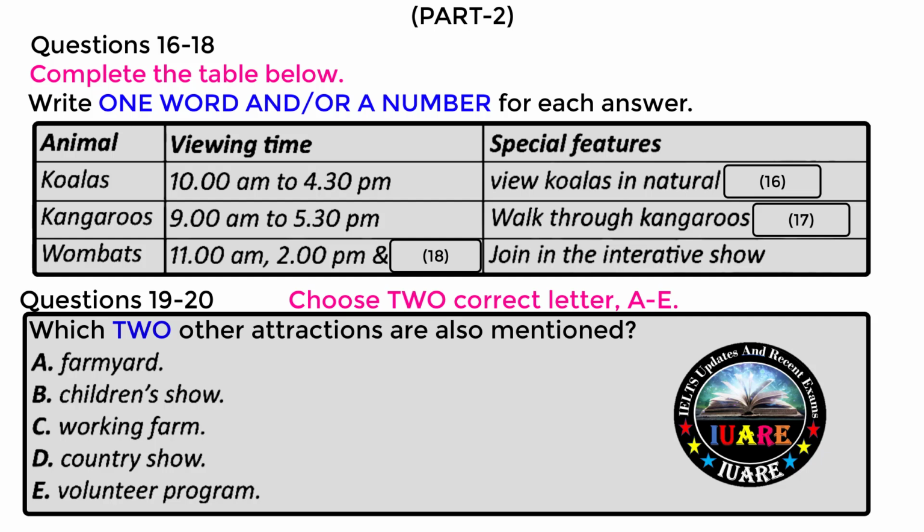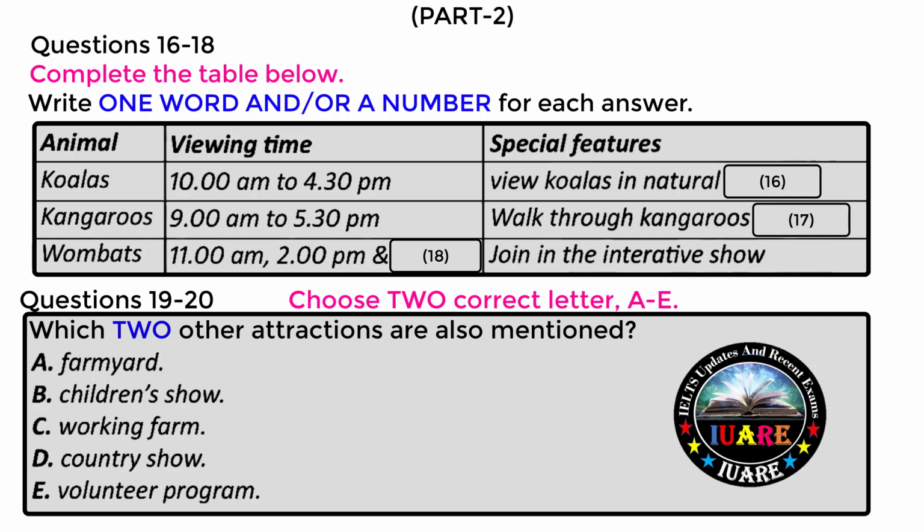Several attractions are available to visitors to the Australian Wildlife Park. Firstly, you can meet the koalas between 10 a.m. and 4:30 p.m. Here, people can view the koala colony in a natural environment. Another attraction is to feed the kangaroos between 9 a.m. and 5:30 p.m. Visitors can take a walk through the kangaroo enclosure, viewing them in a natural environment. Kangaroo food is provided and the kangaroos are very friendly.